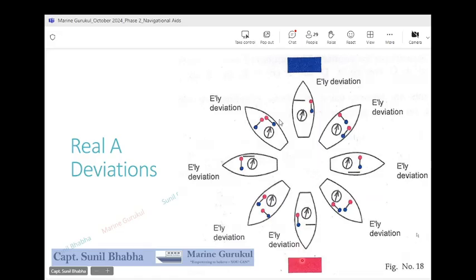Now the magnetic field lines are going vertically upwards. If you concentrate your attention on the athwart ship beam, this athwart ship beam is not oriented or aligned in the direction of the magnetic field. It is at right angles to the magnetic field of the Earth.